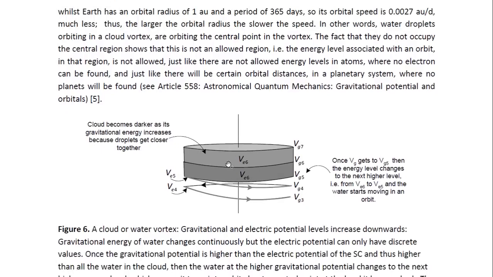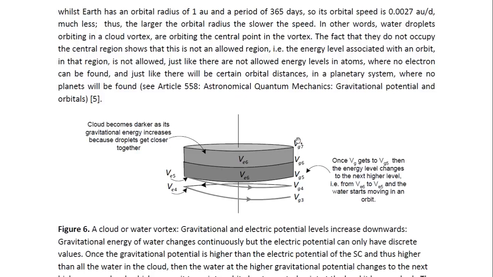And it's lighter on the top than on the bottom, because the top part does not have the same gravitational energy as the one at the bottom. So this would be the very bottom of a cloud before it starts forming a vortex. Because as the gravitational energy keeps increasing, eventually, and this VE6 is the electric potential of the object and therefore its cloud envelope.